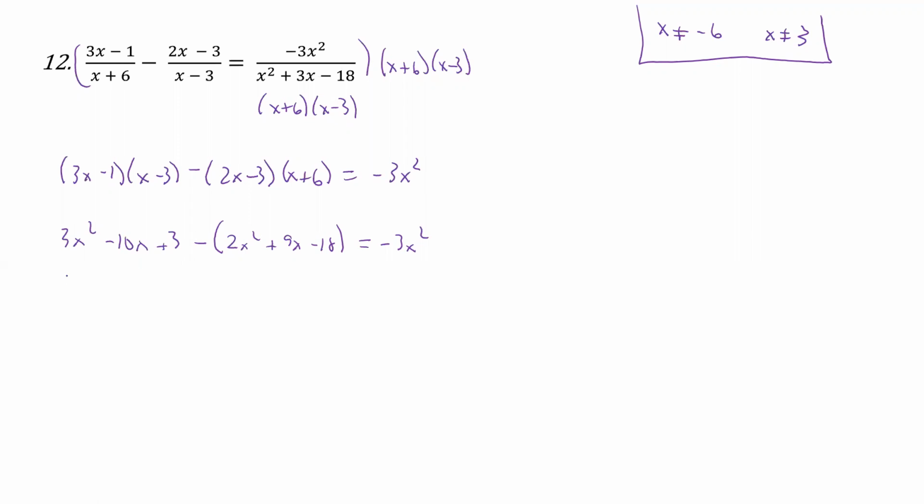Okay, so now I have 3x squared minus 10x plus 3, and then I have minus 2x squared minus 9x plus 18, and then I'll have plus 3x squared equals 0. Okay, so I've got 3 plus 3 is 6, minus 2 is going to give me 4x squared. Now I have a minus 10 and a minus 9, so that's going to be a minus 19x. I've got a 3 and an 18, so that's going to be a plus 21, and that's equal to 0.